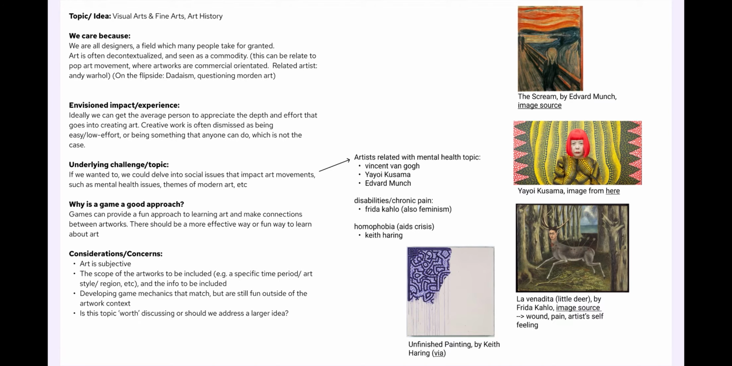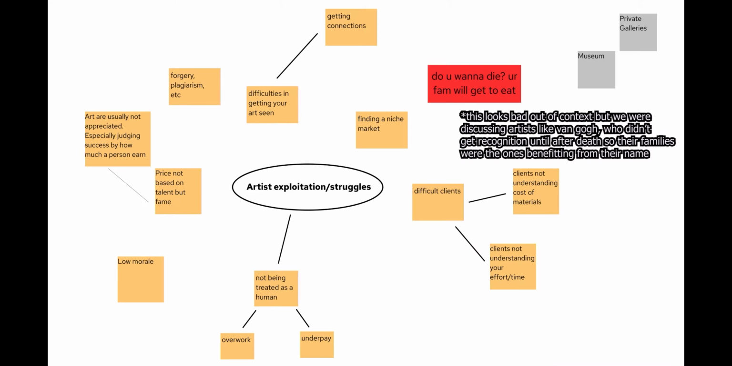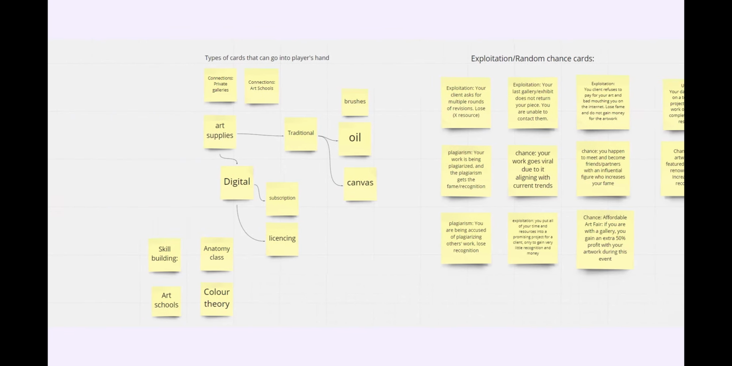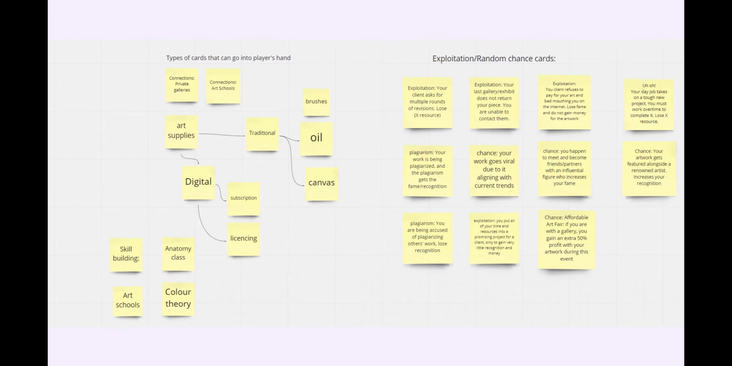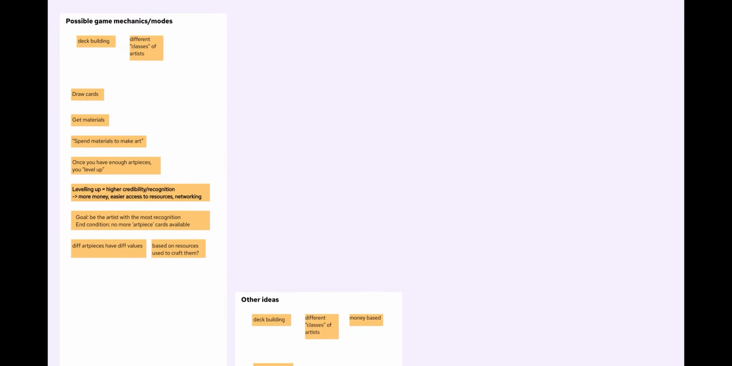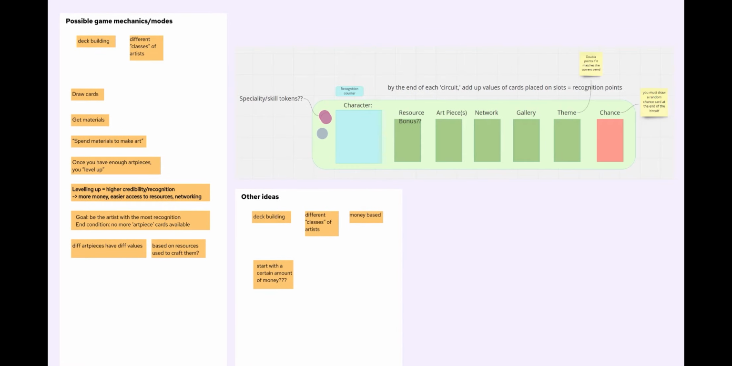Our process began with us using Figma to start brainstorming some of the different struggles that artists may face in the industry. Some of the ideas that we identified and focused on were difficulties getting art seen, difficulties with clients, problems with morale, and ultimately the problem of not being treated as human. We then took these ideas and branched them off into potential cards and card effects. We also listed out some general ideas for the resources and mechanics of the game.